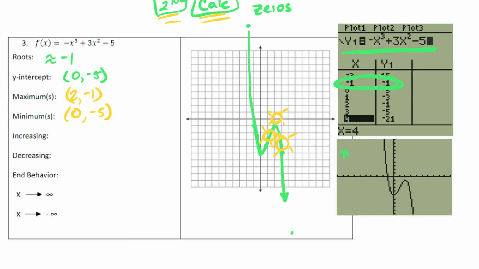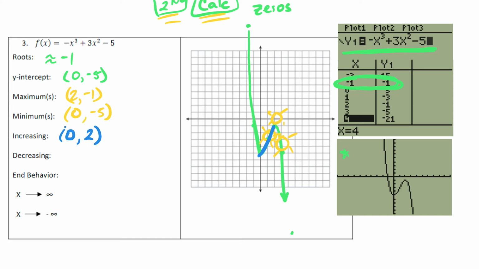All right, now the increasing. Remember, the increasing intervals are just where the graph is moving upward. The only place I see that it's moving upward is actually between our maximum and our minimum. So our intervals of increasing, they're always x values. It is increasing from 0 up to 2.